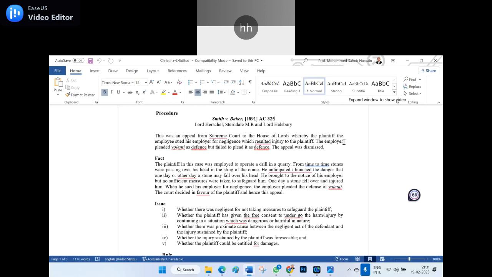The defense of volenti non fit injuria. But what happened over there? Whether he could succeed at it, whether he would not succeed at it, and what the court adjudicated. That should come in the last sentence. But he failed to prove the defense, hence the appeal was dismissed. Only 4 lines. You have to write it beneath the title of the case law with the citation and the judges who decided, and below the facts of the case law.